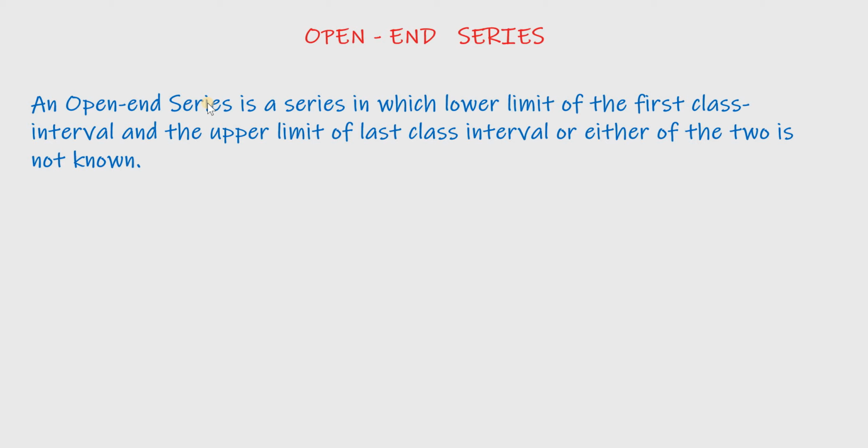This is one case, and another case can be that either of the two is missing. Maybe the lower limit of the first class interval is given, but the upper limit of the last class interval is not given. That case can also be an open-end series. Another case can also happen in which the upper limit of the last class interval is given but the lower limit of the first class interval is not given. That is also known as open-end series. Let's see with an example.